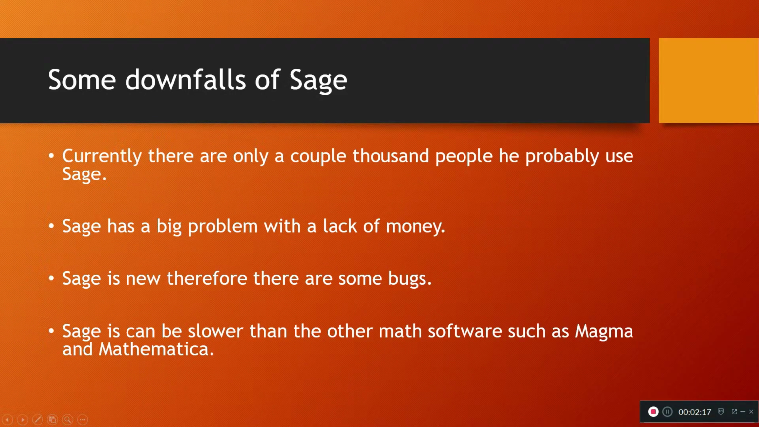Some of the downfalls of Sage are that currently there's only a couple thousand people who actually use it, so not too many people. Sage also has a big problem with the lack of money, given that it's free, compared to the others that have a subscription. Sage is also new compared to the others, and therefore it has some bugs that it's still working on, but it still does its job. And Sage is also a little bit slower than other math software such as Magma and Mathematica, but those are not free.